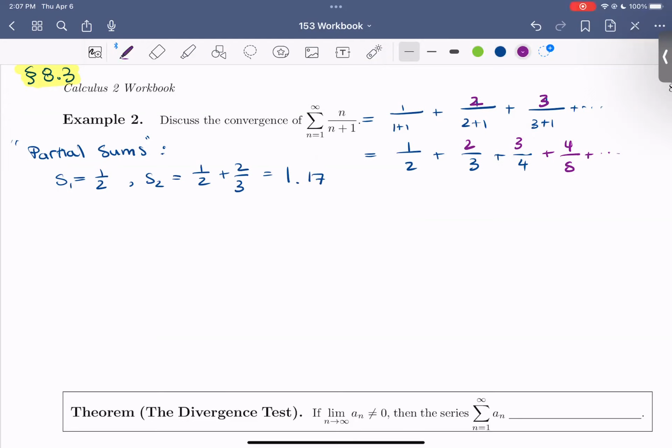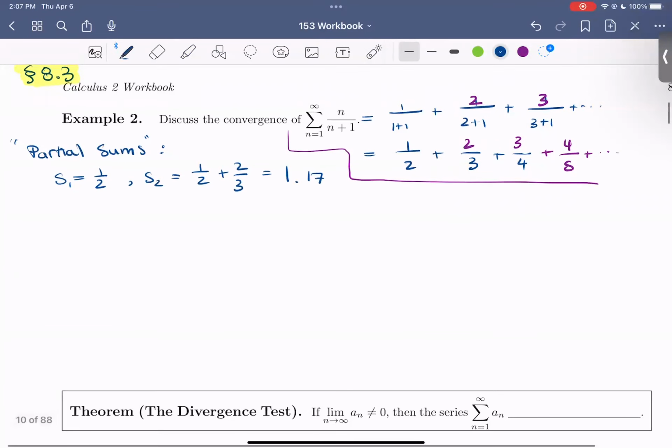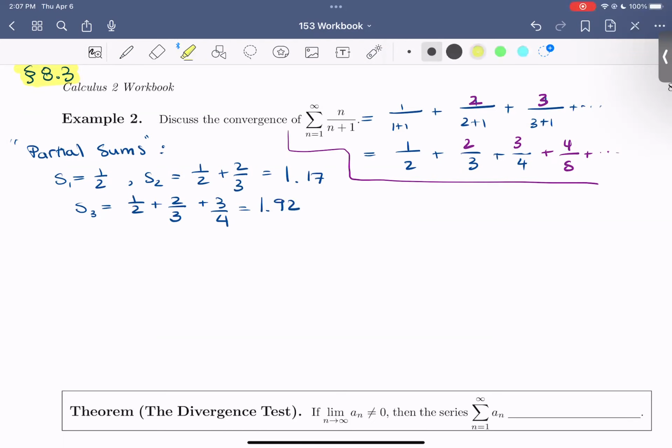I'm just going to write a little barrier here to keep our work separate. Now partial sum S sub 3 would be 1/2 plus 2/3 plus 3/4. We can calculate that out, and you can check my work, 1.92. So here are what our partial sums are looking like: 1/2, 1.17, 1.9. So we're growing by some amount each time. But just looking at the first three partial sums, it's not enough for us to determine what these values are converging to.